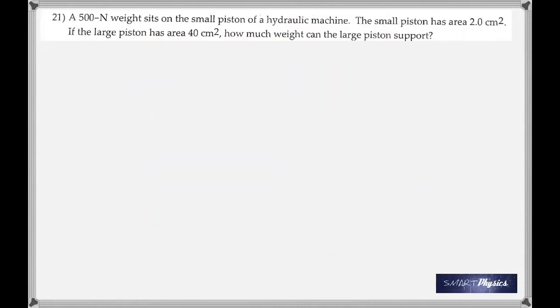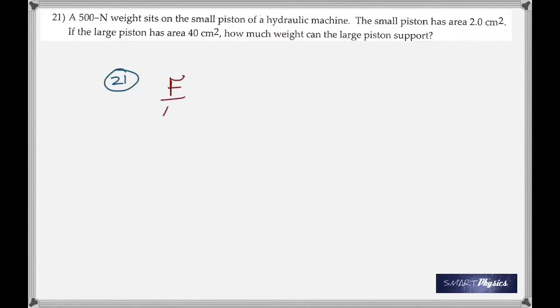And in the next one, we have a hydraulic machine, those machines where you apply a small force on one side and the liquid transmits the pressure equally to the other side, and therefore you get a bigger force. The kind of machines that we use in service stations to lift huge automobiles, that's what we're talking about. So here there's a 500 Newton weight sitting on the small piston, which has an area 2 centimeters squared. The large piston has an area 40. How much weight can it lift?